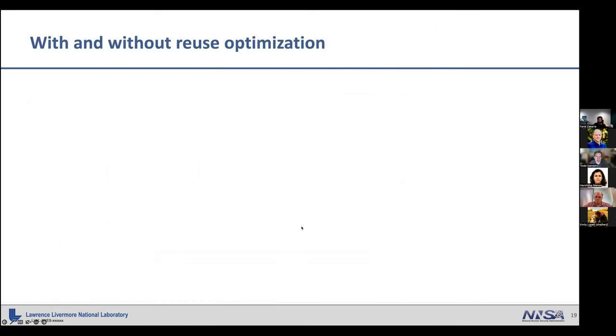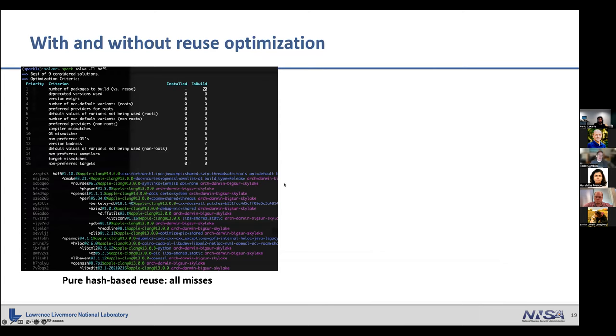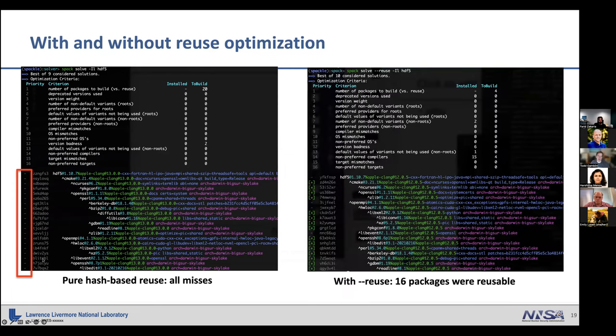And so we've been able to use that in our solver to essentially avoid problems like this, where I try to install HDF5 and it says, the version of HDF5 I was able to come up with these hashes for is very different from every HDF5 that you have installed, so I'm going to have to rebuild the whole thing. In reality, it could have reused 16 packages from the installation, at least according to the rules in the package file. And so we're able to optimize for that.